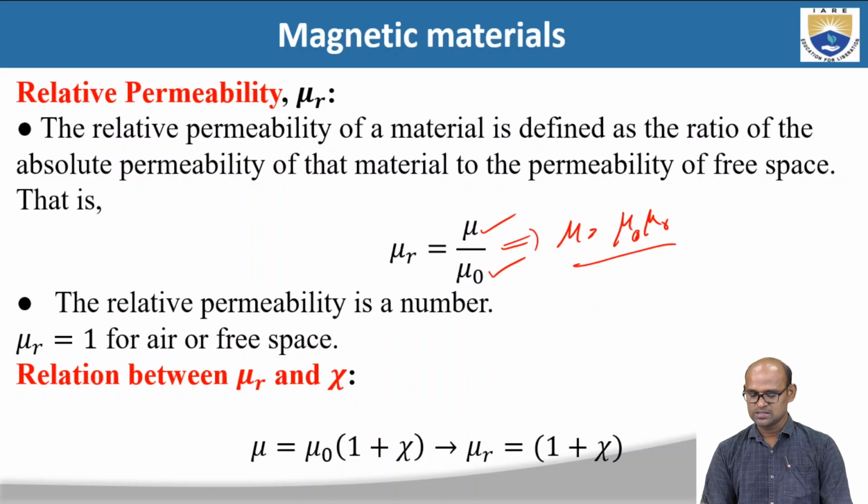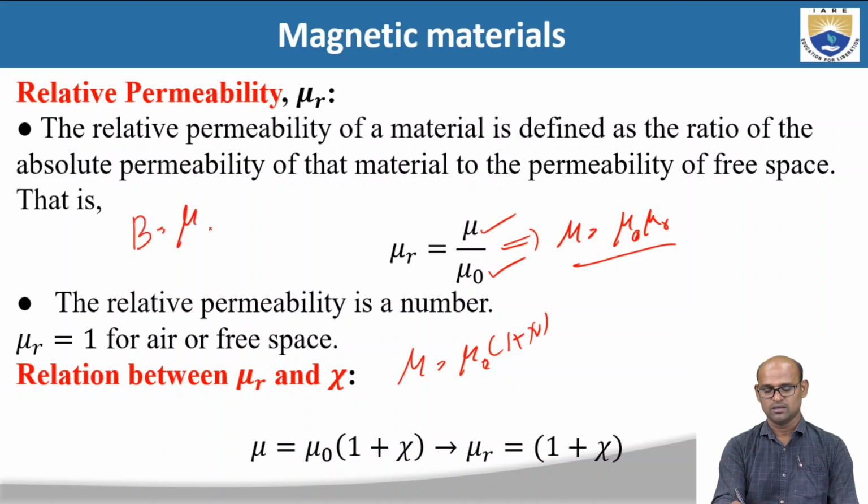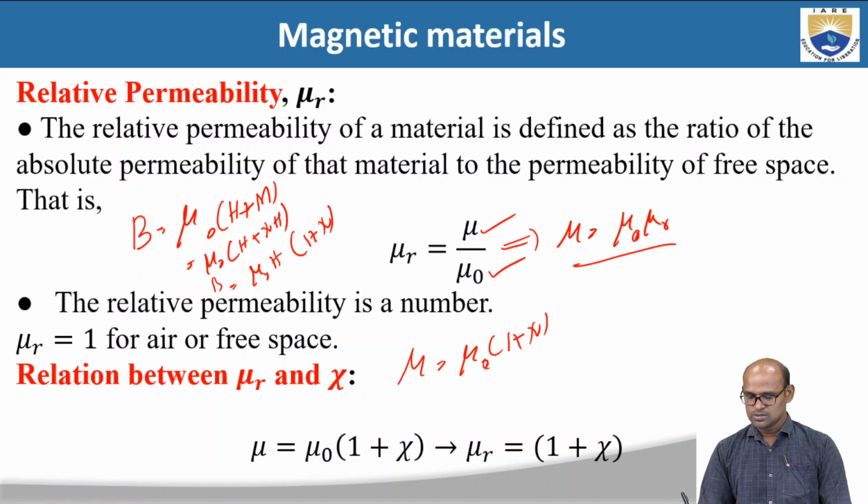The relation between mu r and susceptibility is this: mu is equal to mu naught into 1 plus chi. We get this when discussing the relation between B, H and M. If you substitute M is equal to chi into H, then B is mu naught into H plus chi into H. You can take H out common, so B is mu naught H into 1 plus chi.